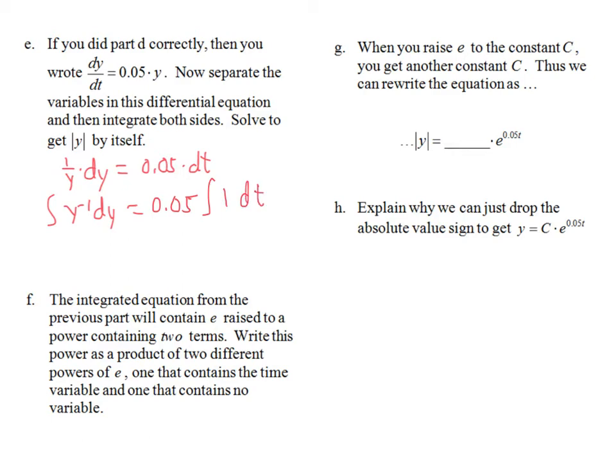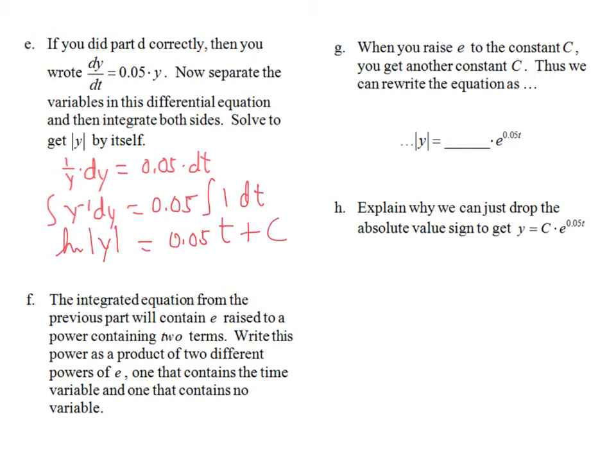Now on the left-hand side, let's integrate with respect to y. We've got that y to the -1. That's going to require that we use our natural log rule, so we'll have the natural log of the absolute value of y, that's where that absolute value comes from, equals, and over here we have 0.05, of course the integral of 1 with respect to t is just t, and then don't forget, we need to do plus c right at this point, very important.